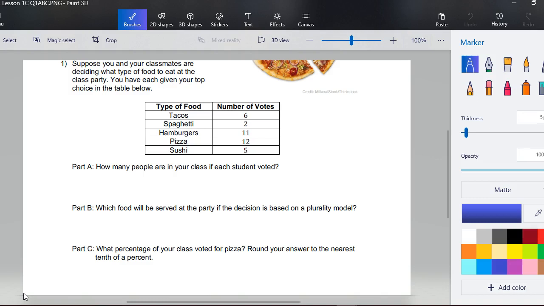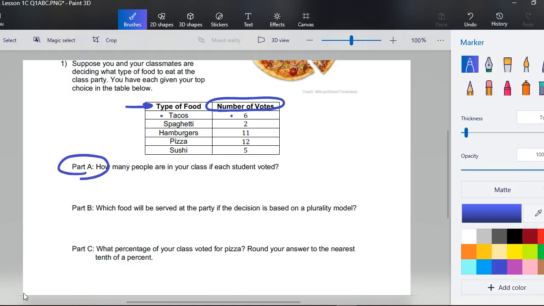So on question 1, suppose you and your classmates are deciding what type of food to eat at the class party. You have each given your top choices in the table below, and anytime you get a table, make sure you start to analyze what it's saying, like the type of food, the number of votes, and then even to analyze it, the tacos, they got 6 votes, etc.